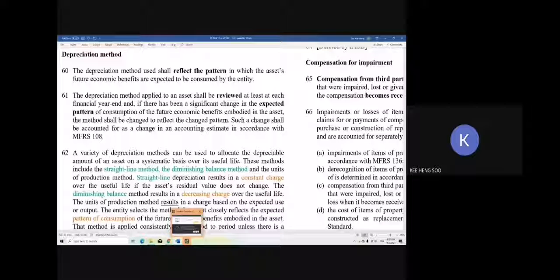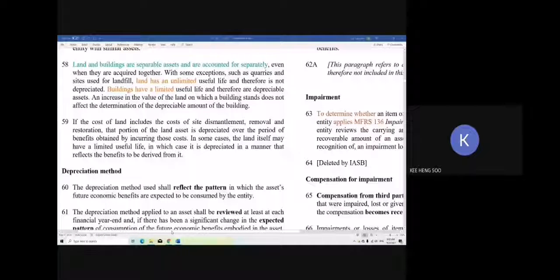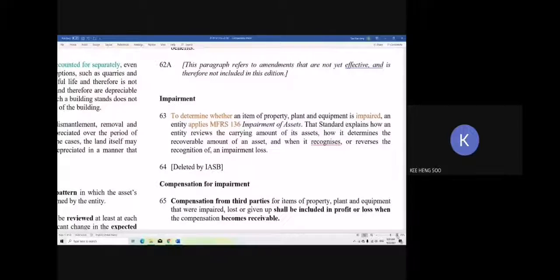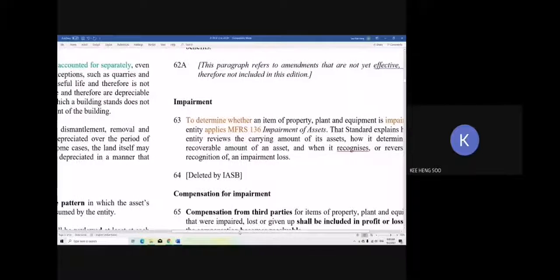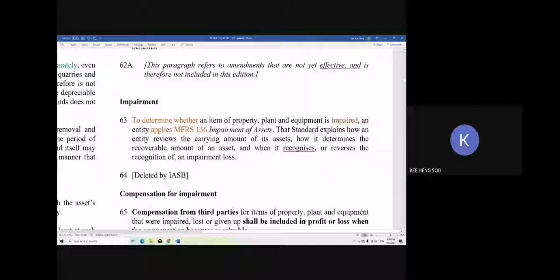Next, paragraph 63. This one is talking about impairment. In the event there's any impairment, IAS 16, they're not talking about impairment, but you have to refer to MFRS 136. That is your IAS 36. To determine whether or not the property is impaired, is damaged. Impairment is damage. You got it? So when you compare the carrying amount and the recoverable amount, carrying amount is the amount recorded in the statement of financial position. You already recorded.